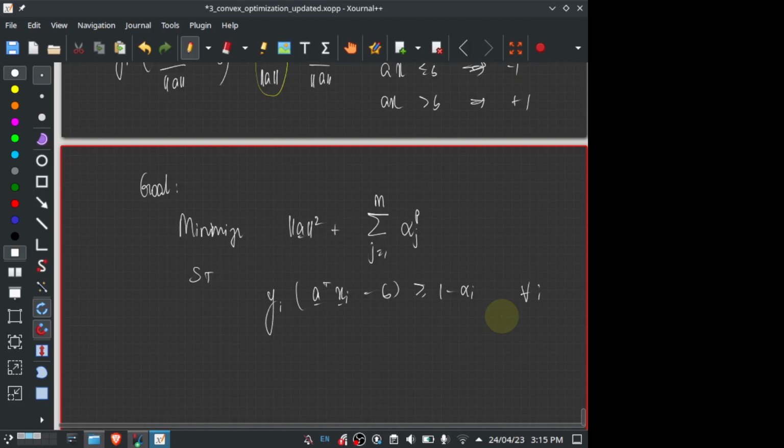So in formulating this particular problem, I have used some heuristic assumptions, right? There was no real need to say choose this to be norm A square. There's no real reason to choose this as alpha i whole power p. It could be something totally different. But this seems to work well, at least in practice. So we just stick to this.